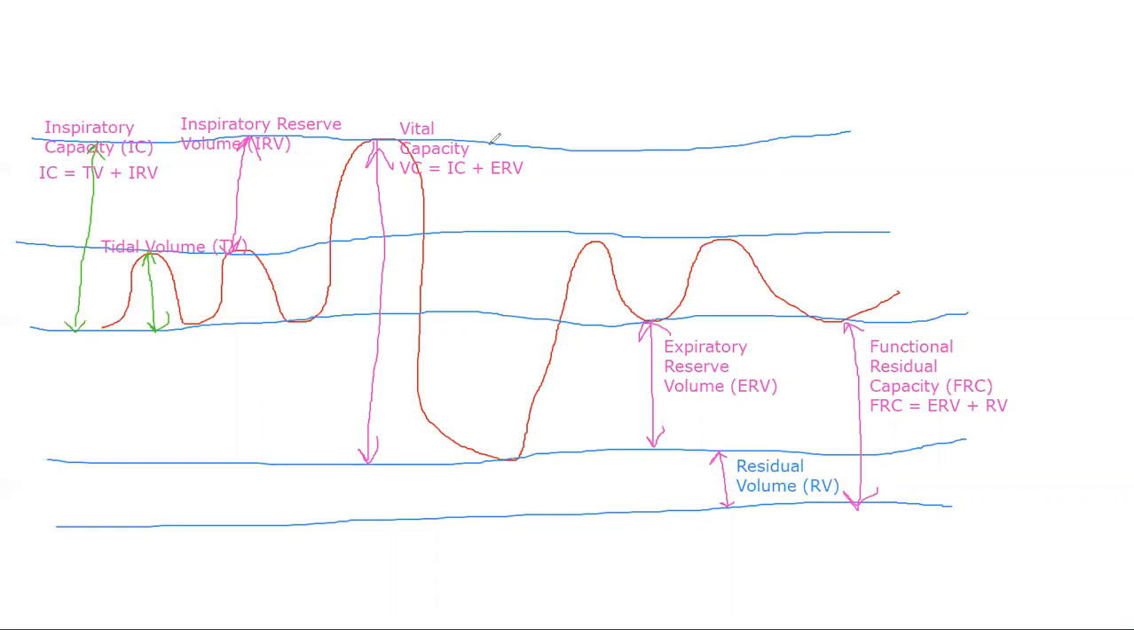Okay, but the next one does. So this one is going to be basically vital capacity, but also including the residual volume. So this one is total lung capacity. Total lung capacity equals what?